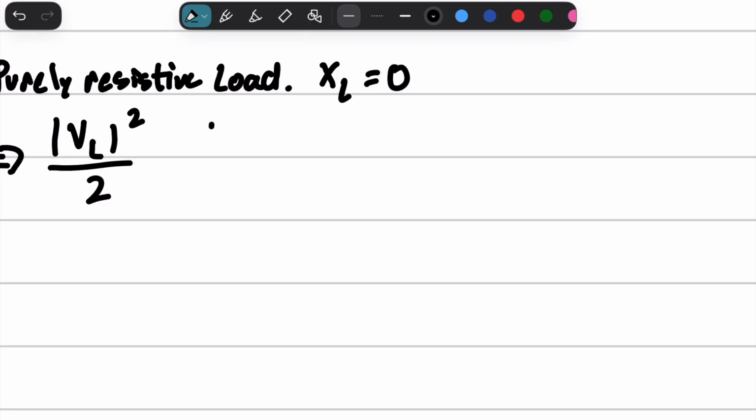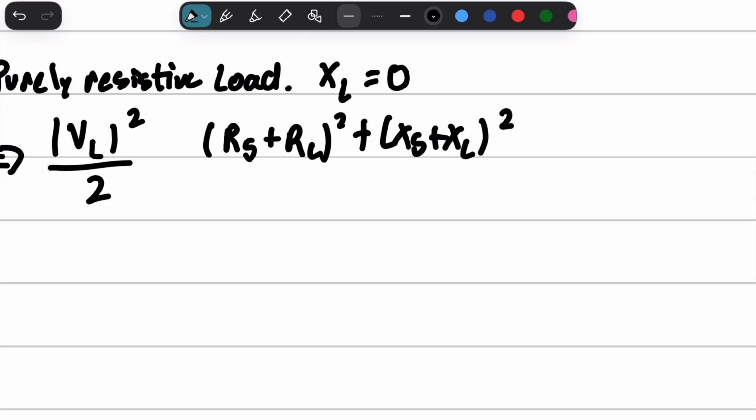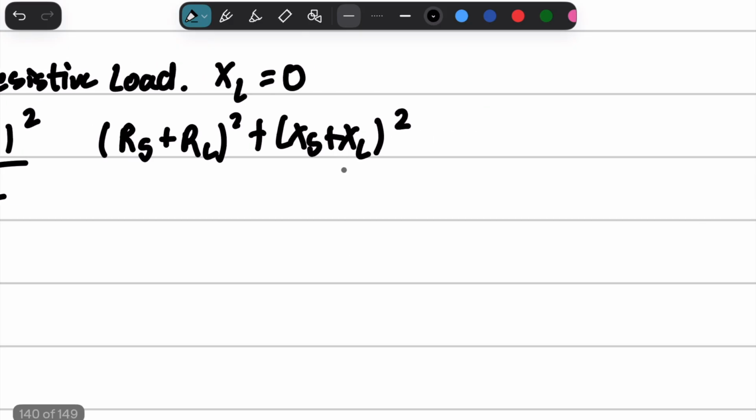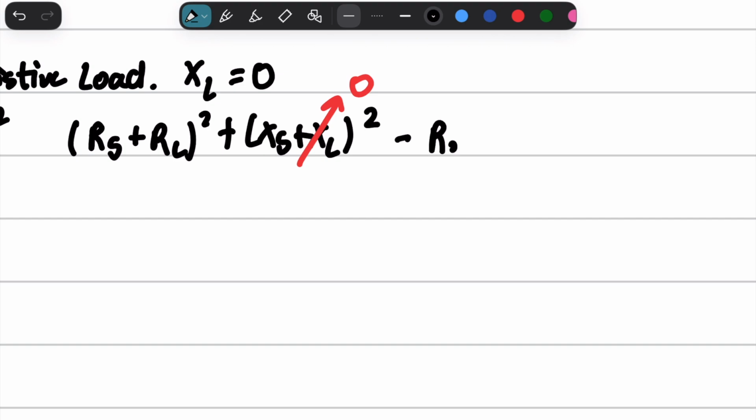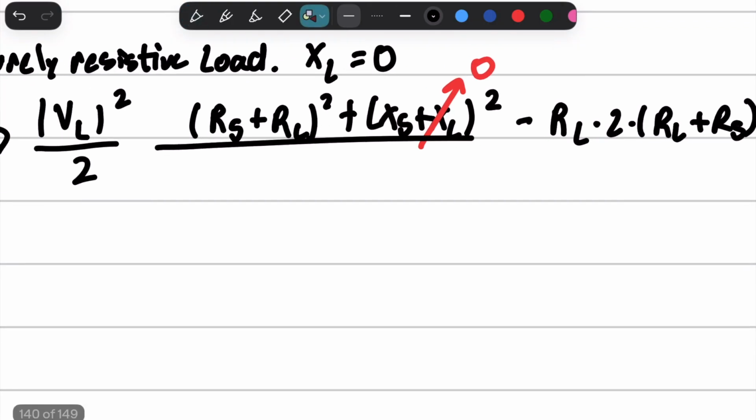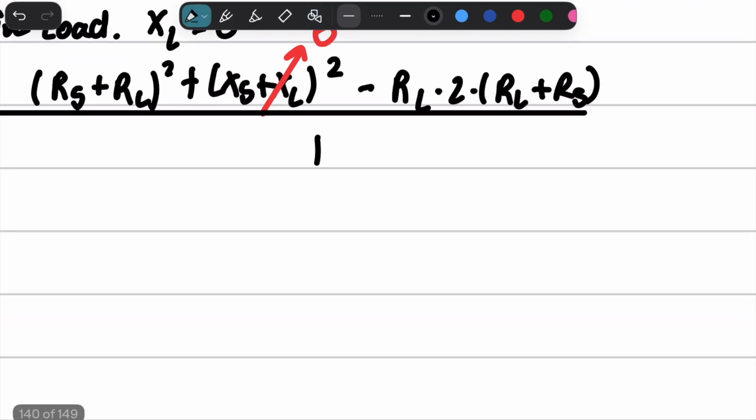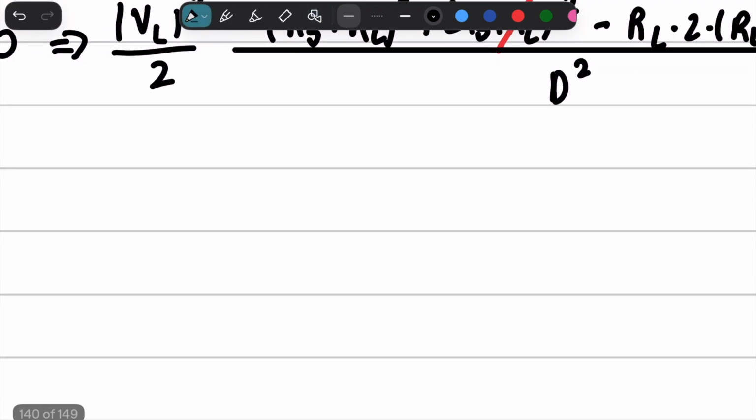We're going to get on the top (RS plus RL) squared plus (XS plus XL) squared. And we know that XL in this case is 0. So the load has no reactance, but the source may perhaps have reactance. Minus RL times 2 times (RL plus RS). And we're going to divide that by the denominator squared, and that's equal to 0.